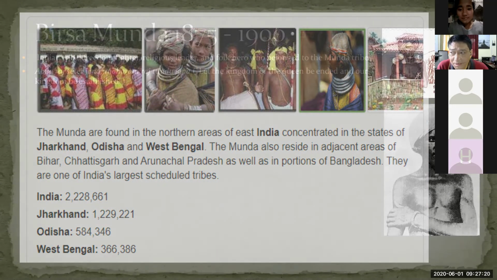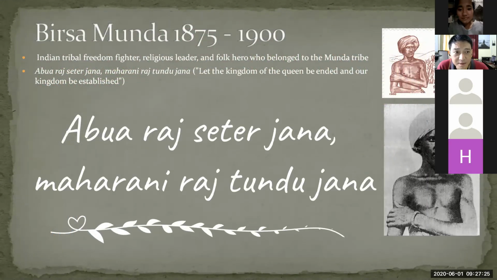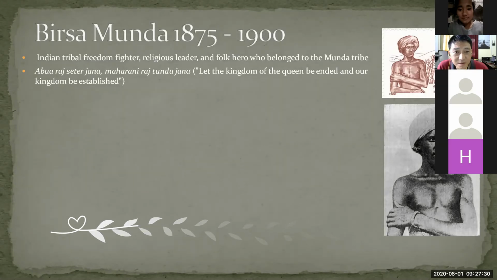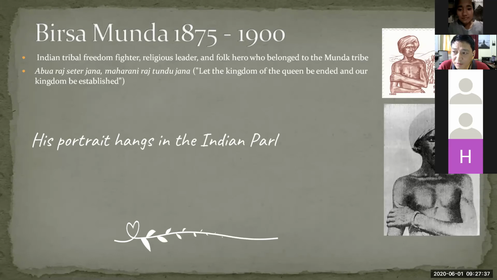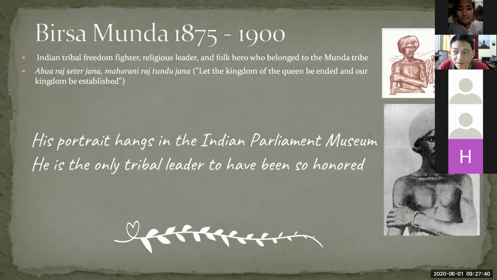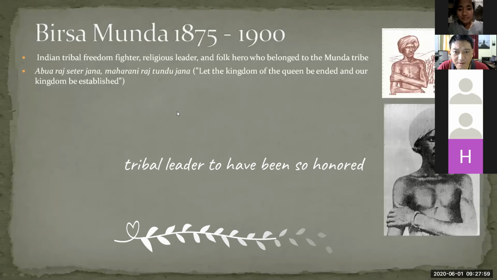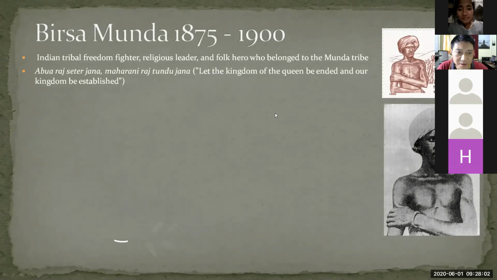This is a very famous slogan which he put up. It said, let the kingdom of the queen be ended and our kingdom be established. Remember that tribals have their own system of leadership. They didn't want the British queen to rule over them, but their own kingdom. So he was reflecting back on the past history of the Munda tribe.